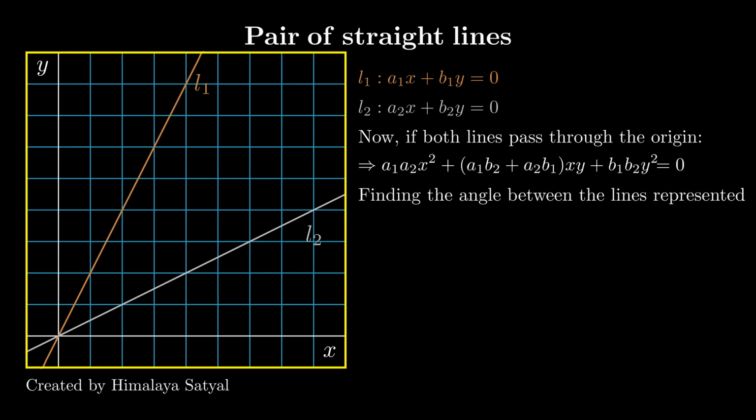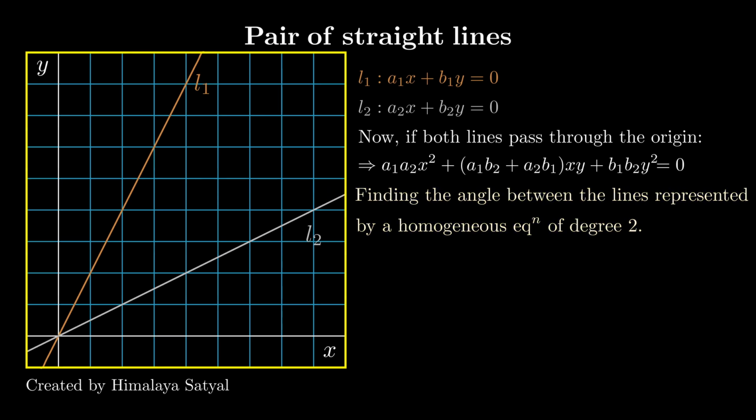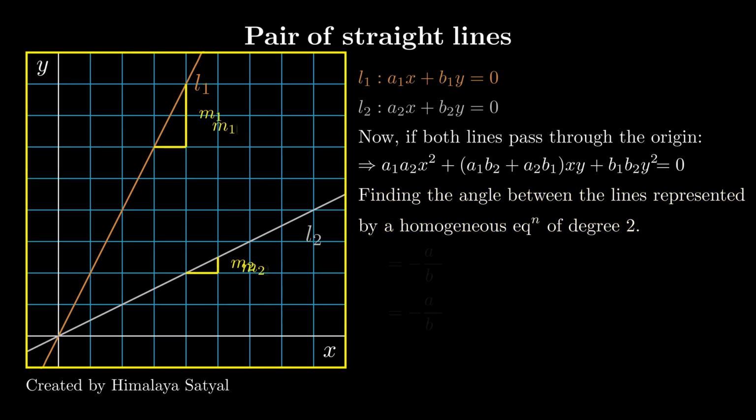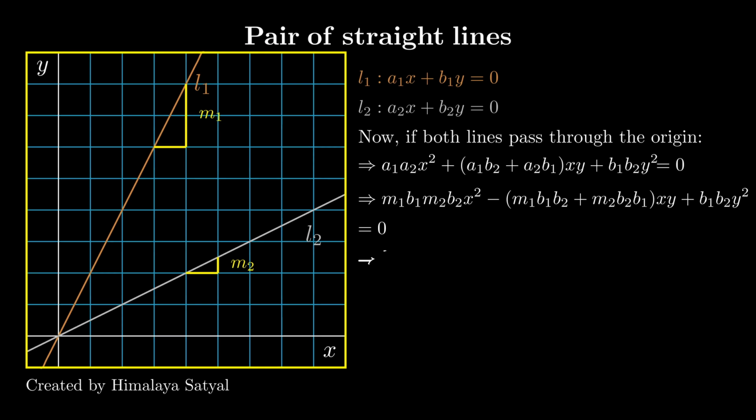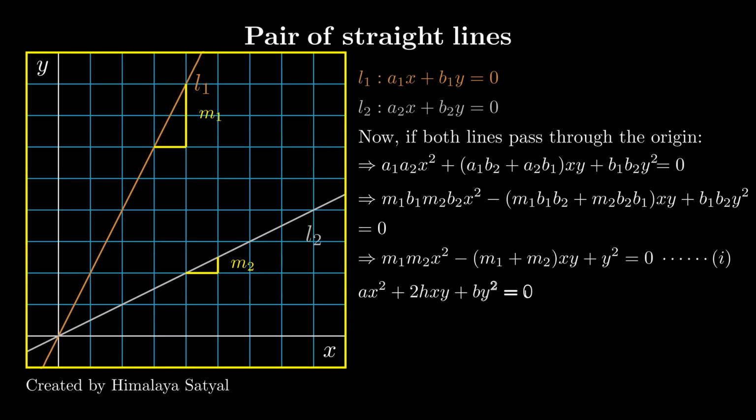Now that we know how to represent two lines with a single equation, let's learn how to find the angle between the two lines. We begin by writing the slopes of L1 and L2 in terms of the x and y coefficients. We rearrange for a1 and a2, and plug them into the above equation. We can then factor out b1, b2 from the left hand side, and then divide both sides by b1, b2, giving us an equation where the y-square coefficient is 1.